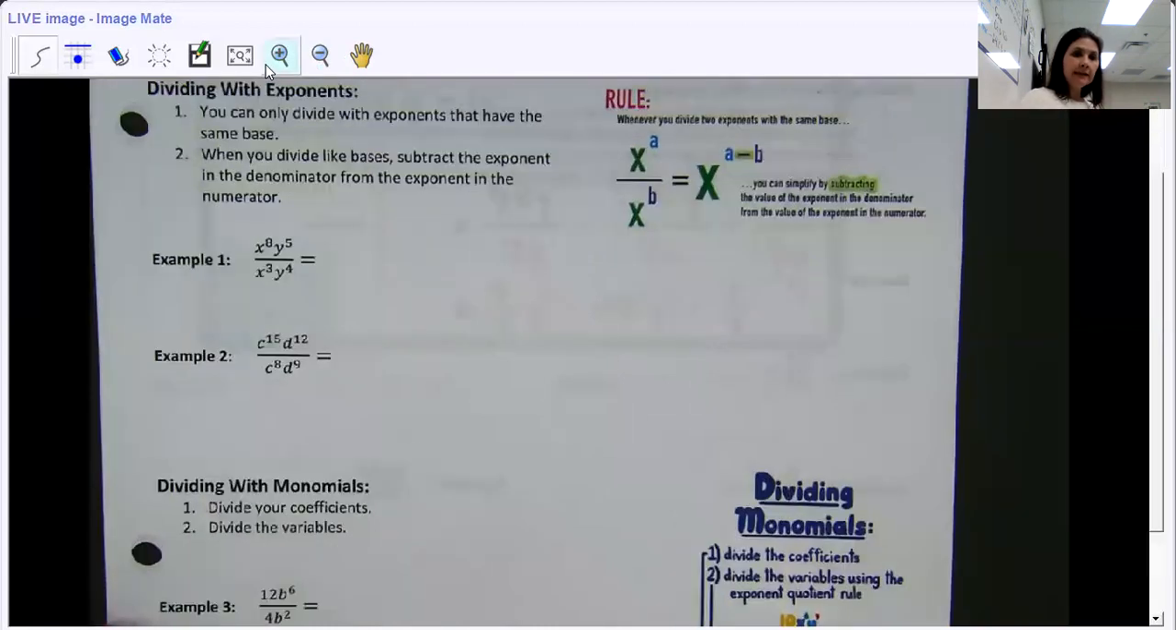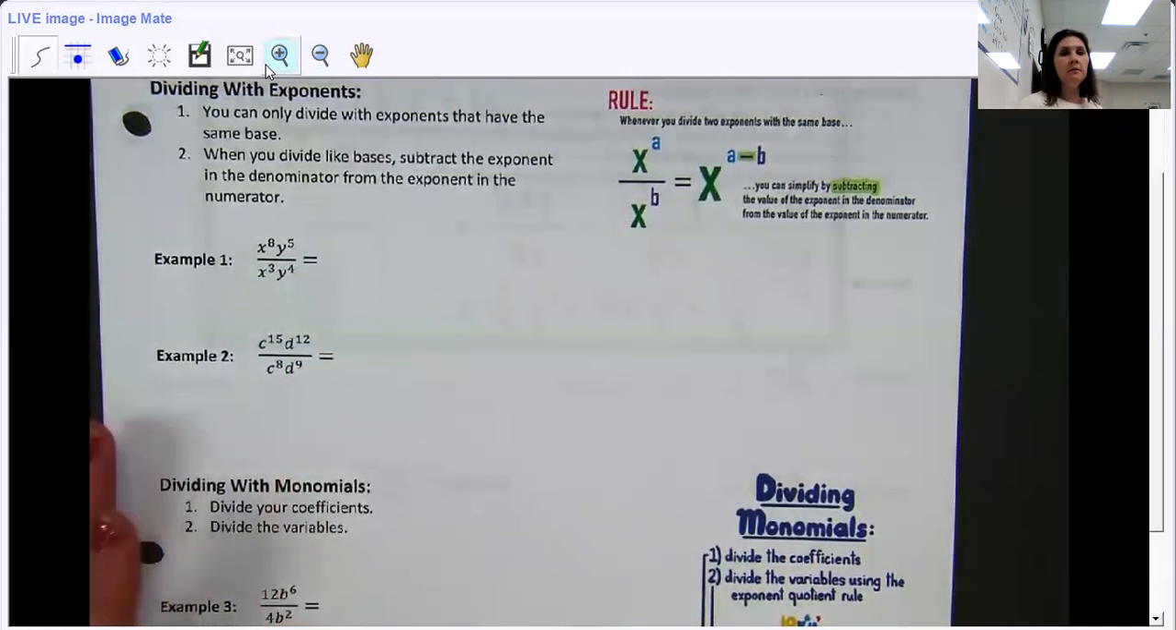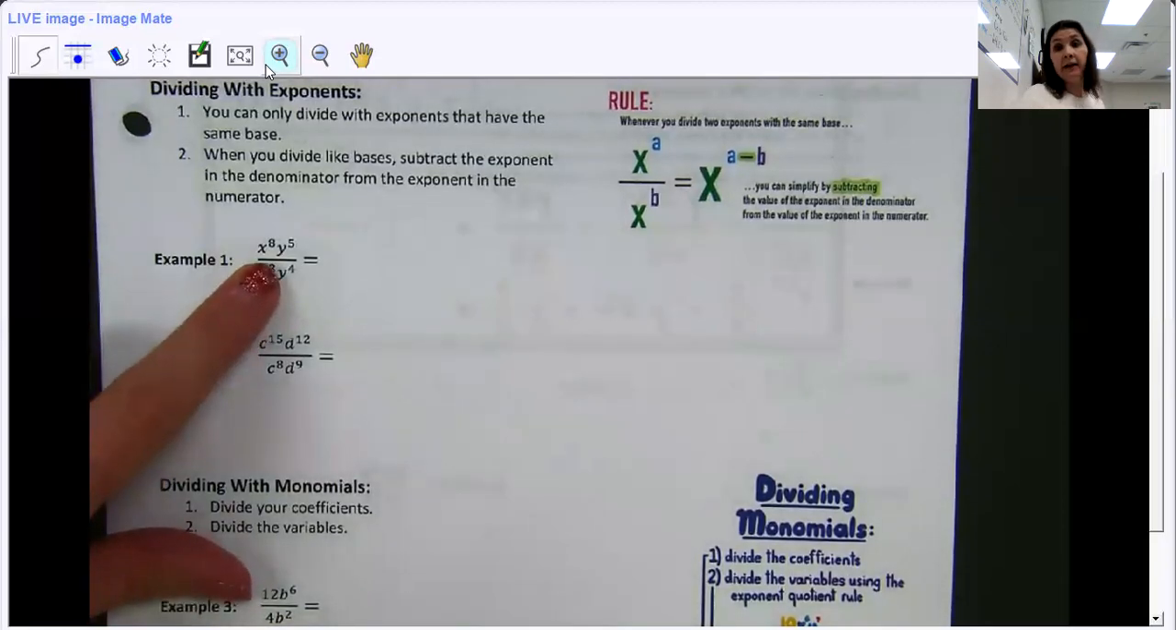All right, let's look at example 1. I have x to the power of 8 and x to the power of 3, and I have y to the power of 5 and y to the power of 4. Remember, we can only divide with same bases. So I can't take x to the power of 8 and divide it by x to the power of 4 because their bases are different. One base is an x, one base is a y.